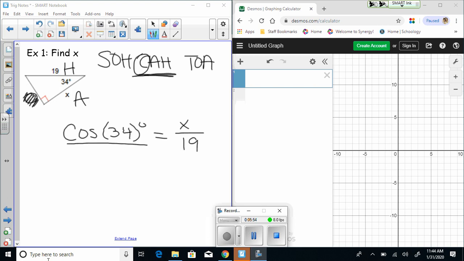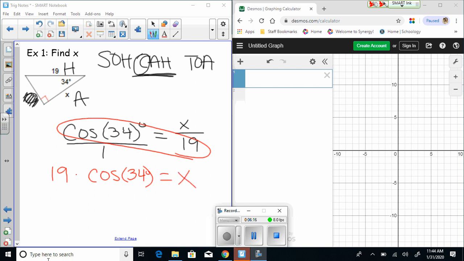And then we're going to go ahead and make this a proportion. We've been doing cross multiplying in the previous unit, so let's go from there. So once we do that, we cross multiply. So now I'm going to have 19 times the cosine of 34 degrees is equal to 1 times x, which is just x. Okay? So now we're going to simplify. We're actually going to figure out what the cosine of 34 is. And I want you to remember, cosine of 34 is just a number, so we can figure out what it is.